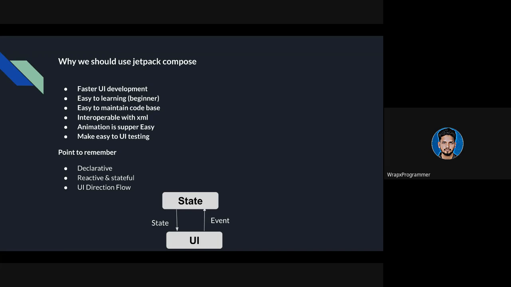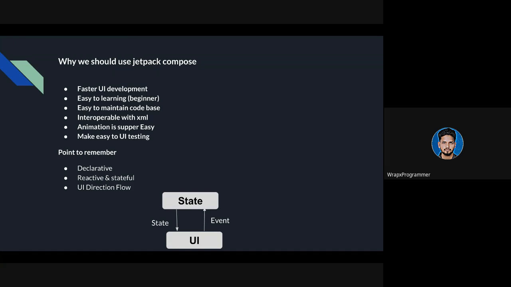A point to remember: Jetpack Compose is totally declarative, in the sense that you just have to declare some functions in certain ways, and all the functions are rendered into your UI. Next is reactive programming. It is reactive and stateful. Reactive means totally data-driven programming, and stateful means they are aware of the states and all.